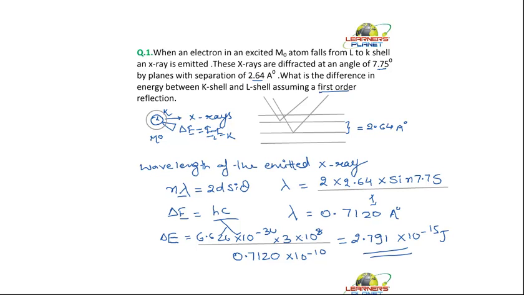So students, whatever is the difference in the energy between the two levels, the ray emitted will have that particular energy, or that particular difference in energy is emitted as a ray. So what is the difference in energies between the K and L shell? That is equal to 2.791 into 10 to the power minus 15 joules.